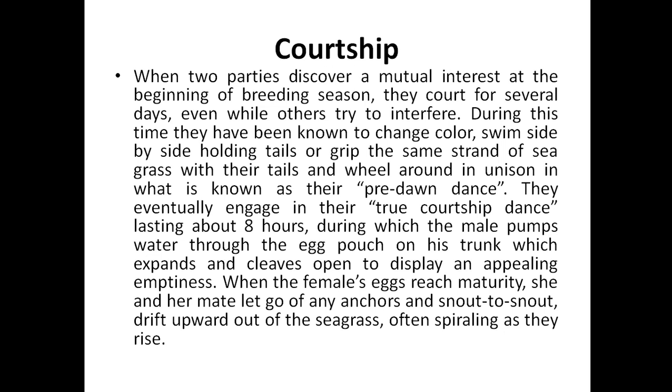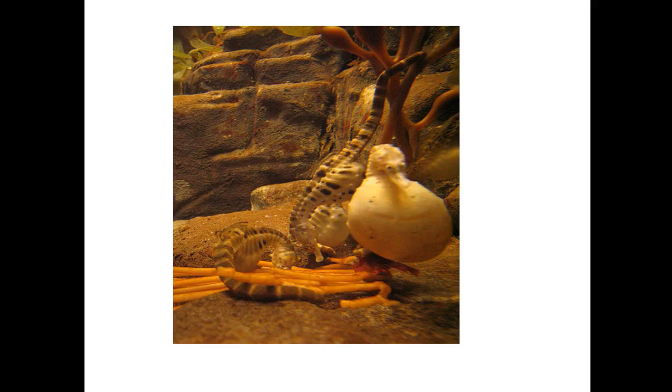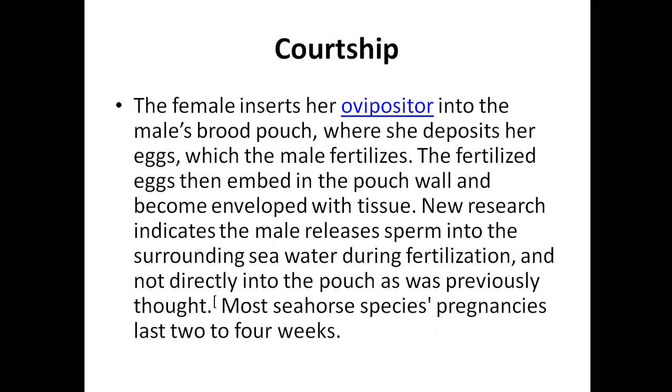Even then they continue, she and her mate go off any anchors and do a snout to snout dance, drift upward out of the seagrass, spiraling, all those dances they do. See, this is the brood pouch of the male, and the male has to show the emptiness of this brood pouch to the female. Then the female inserts her ovipositor into the male's brood pouch, where she deposits her eggs, and the male fertilizes them.